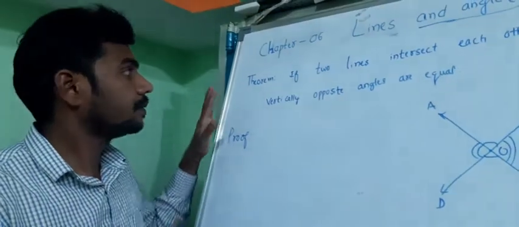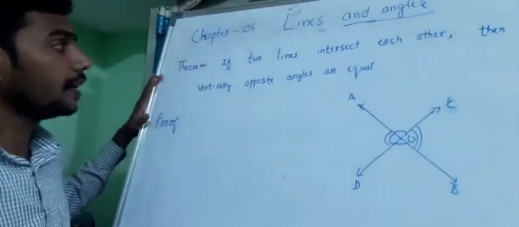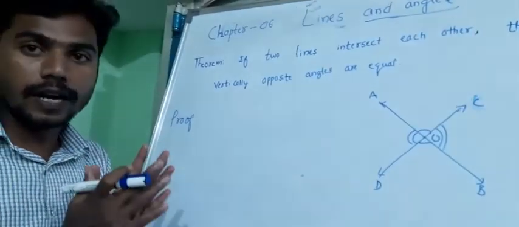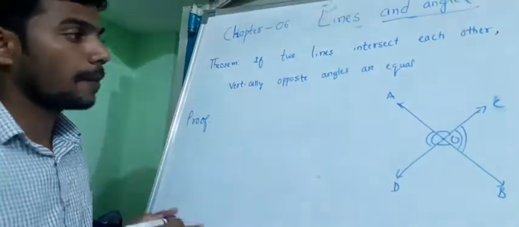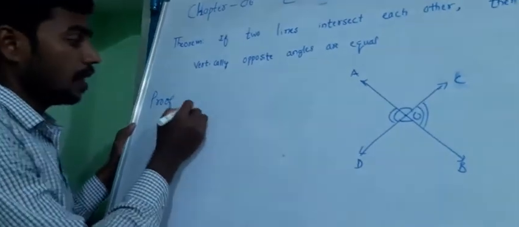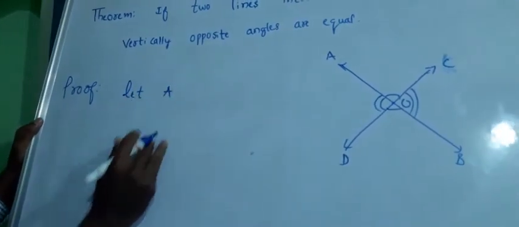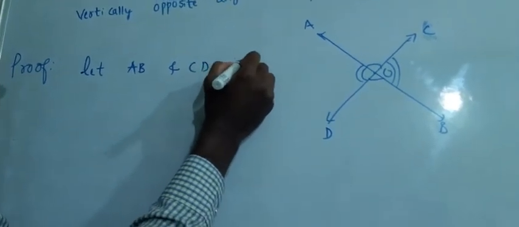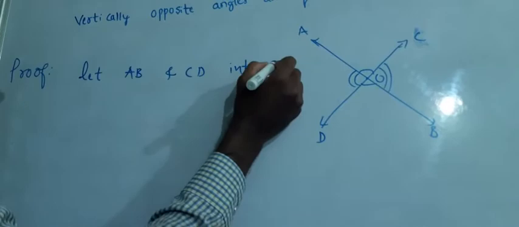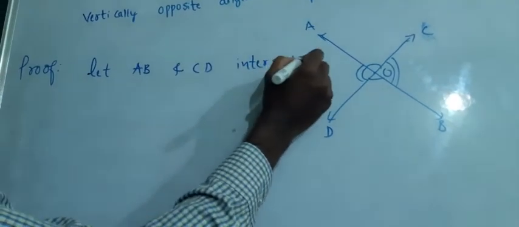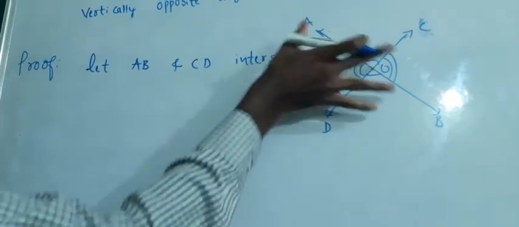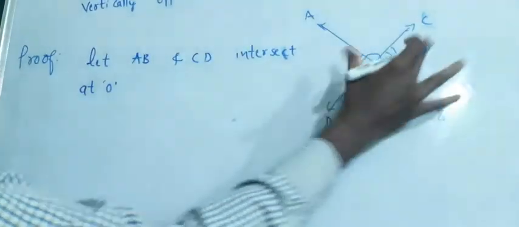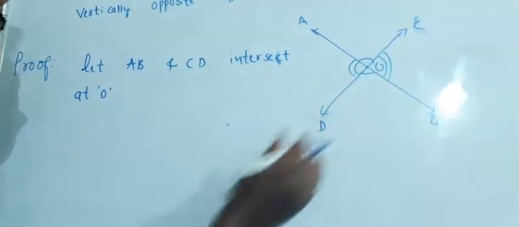Okay. Now we will go through the theorem. The theorem states that if two lines intersect each other, then vertically opposite angles are equal. Whenever I talk about a theorem, we need to prove it, so I'm going to prove it. The proof part: let AB and CD be the two lines and they are intersecting at O.